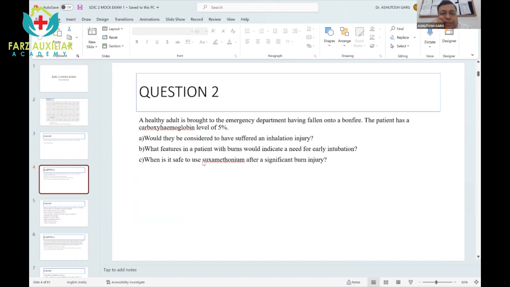Okay. What features in a patient with burns would indicate need for early intervention? The change in voice, presence of hoarseness, stridor, presence of soot particles in the nose. These features will indicate that early intervention might be required. And succinylcholine will not be used in these patients.